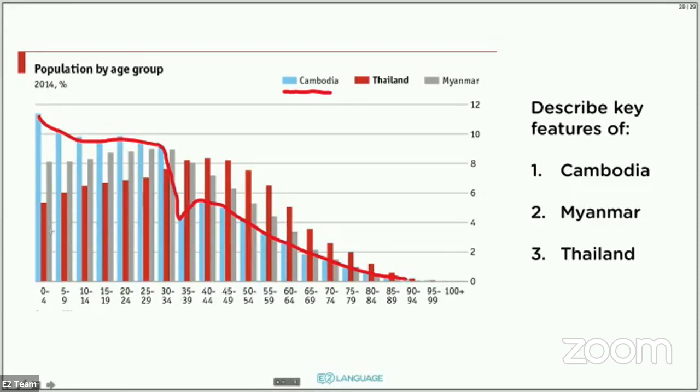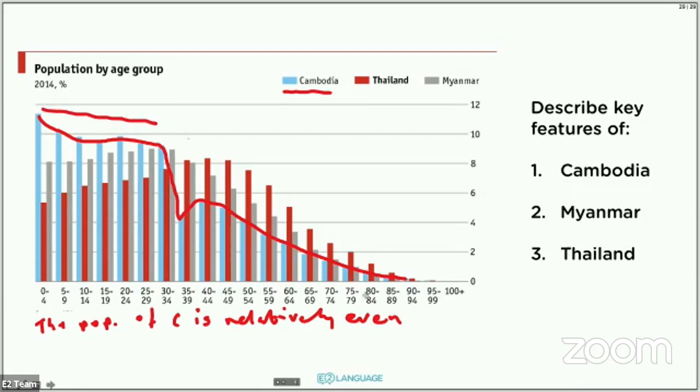So I've got several things going on here. It's relatively stable or relatively even. Then at 30 to 34, there's a significant decrease in numbers, a slight increase, and before it gradually declines. So I'm going to say this. I'm going to say the population of Cambodia is relatively even.